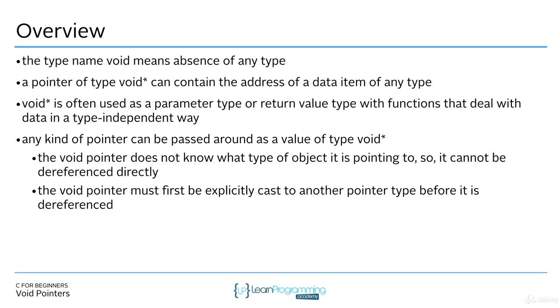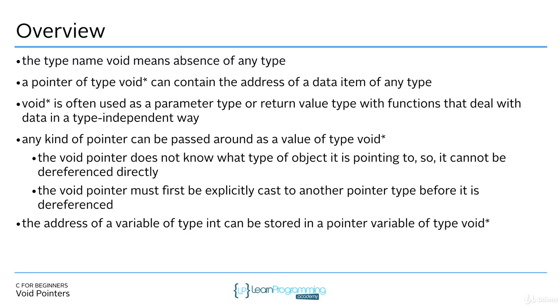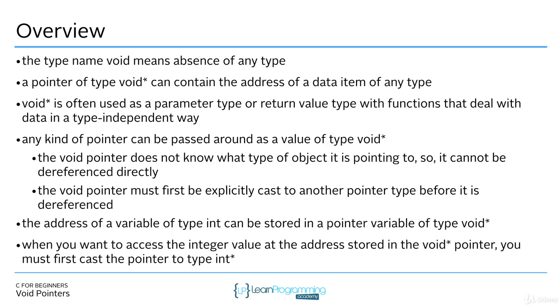The void pointer does not know what type of object it is pointing to, so you cannot dereference it directly. And that's where the real hiccup comes along with the void star. It's great for allowing flexibility for different data types, but you can only use it if you know the data type. So you have to provide an explicit cast to the pointer when you dereference it. The address of a variable of type int can be stored in a pointer variable of type void, because void star means that any type of data can be stored inside there. So when you want to access the inner value at the address stored in the void star pointer, you have to first cast it to a pointer of type int.